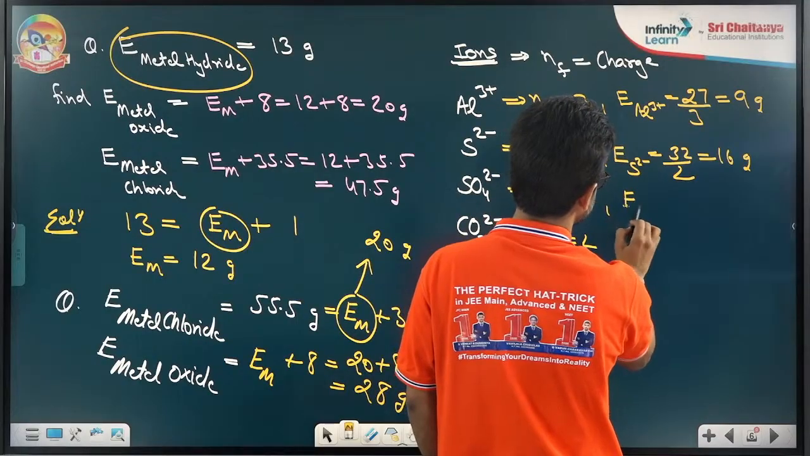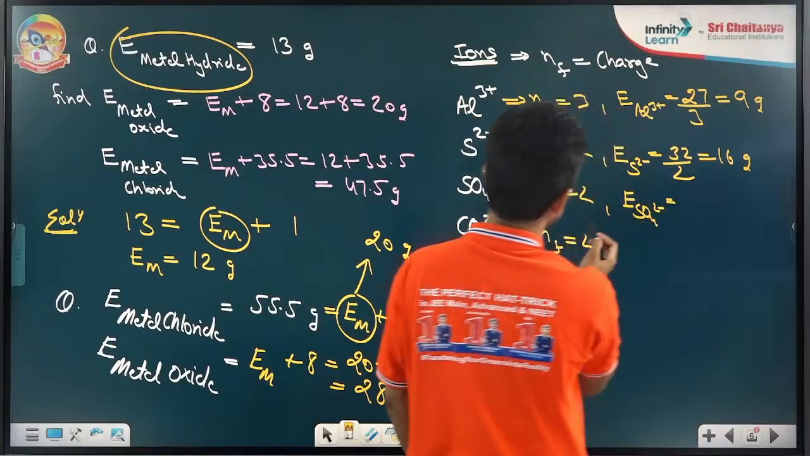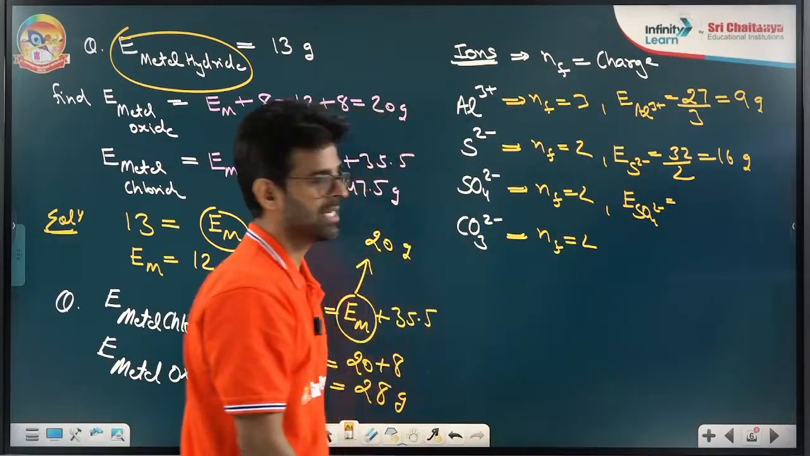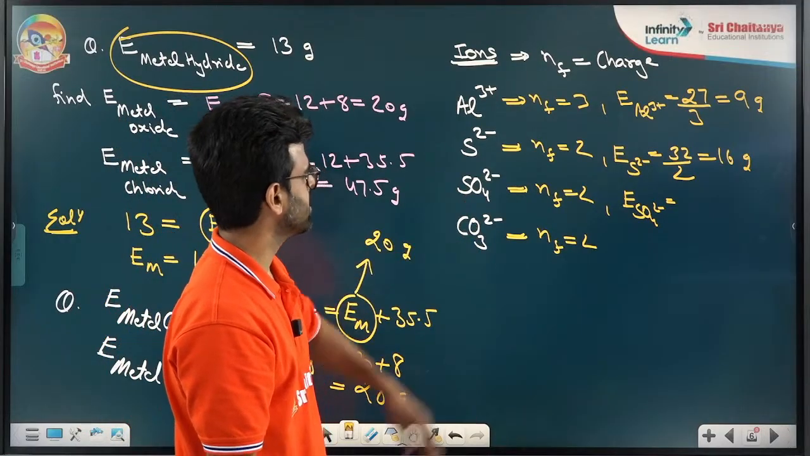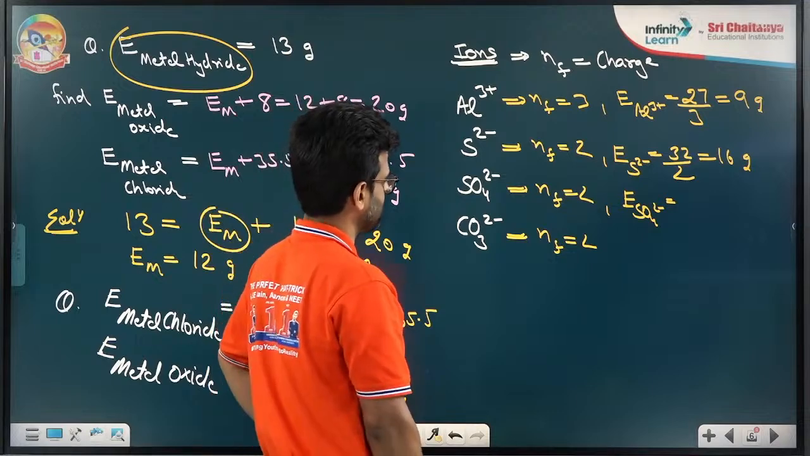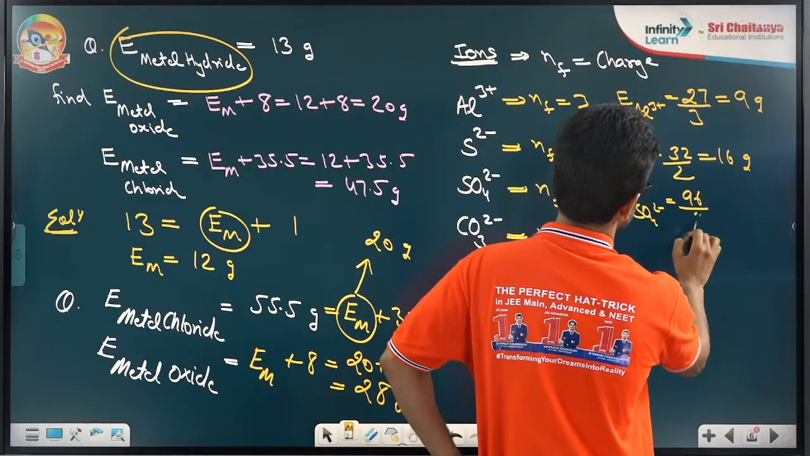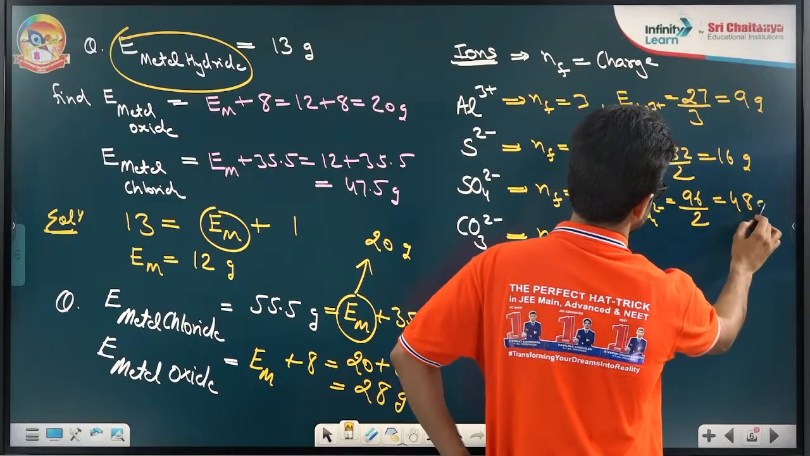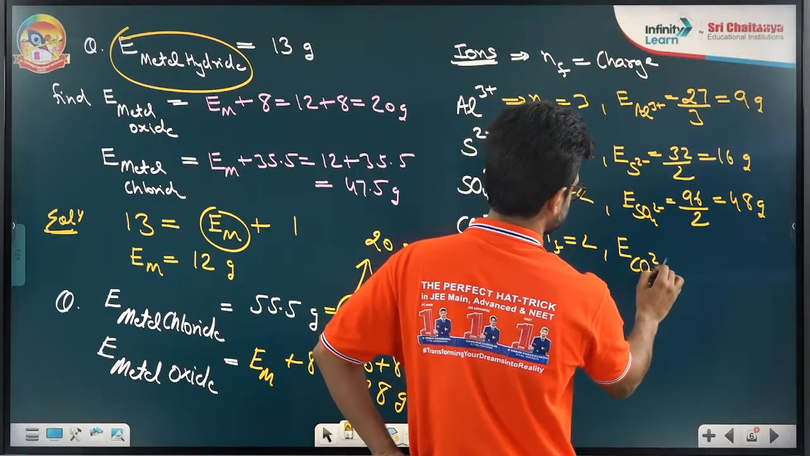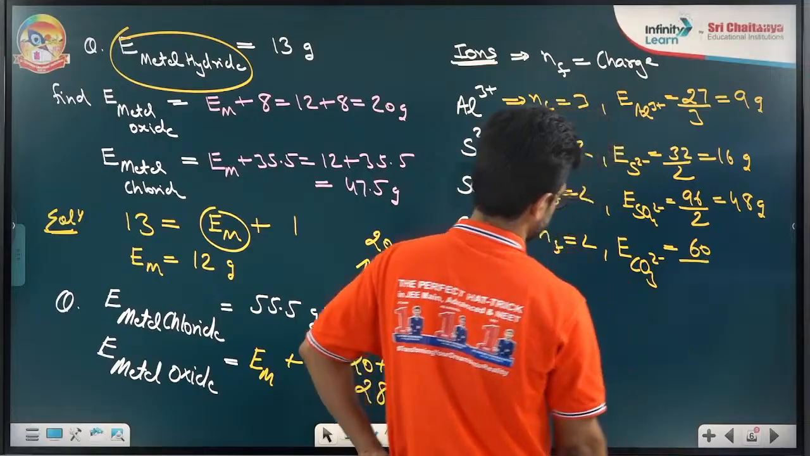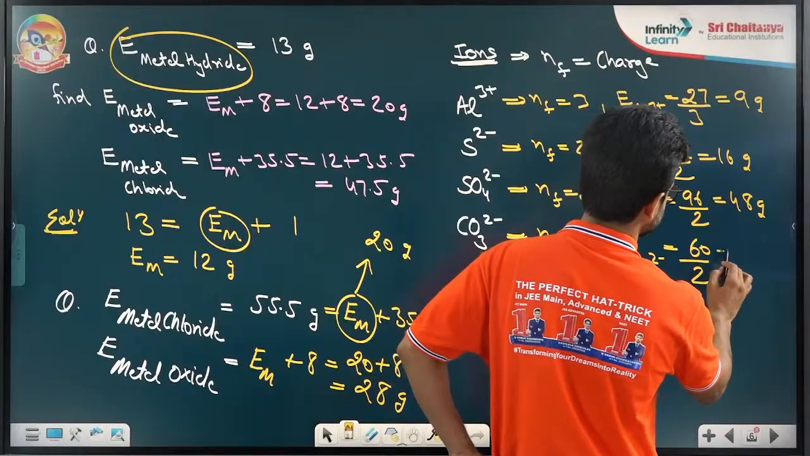Similarly, if I want to find the equivalent weight of sulfate ion here, how much? What is the mass coming for sulfate ion? Okay, great. What's coming the mass, beta, for sulfate ion? 96 coming? Okay, 96 divided by how much? 2. So 48 gram. Fine. And for the carbonate ion, tell me what is coming? 60 is the molar mass, right? And divided by 2. So how much coming? 30. Very good.